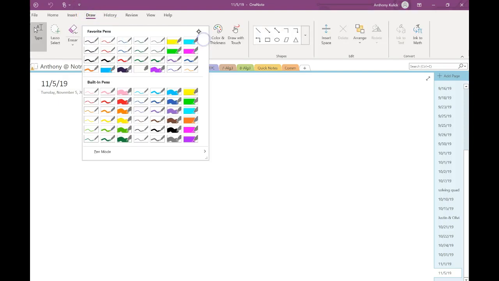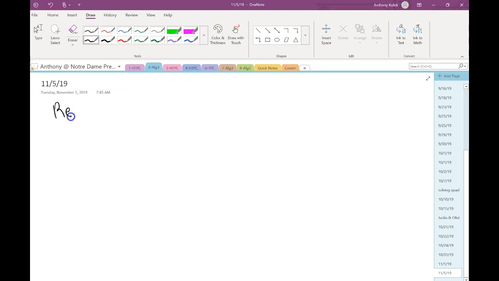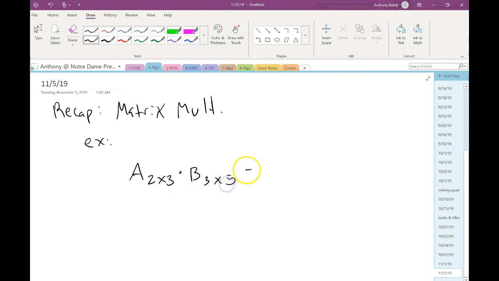Last time we had talked about matrix multiplication. Just as a couple of examples to jog our memory, say we have the following two matrices that are being multiplied together. So we have A, which is a 2 by 3, multiplied to B, which is a 3 by 5.